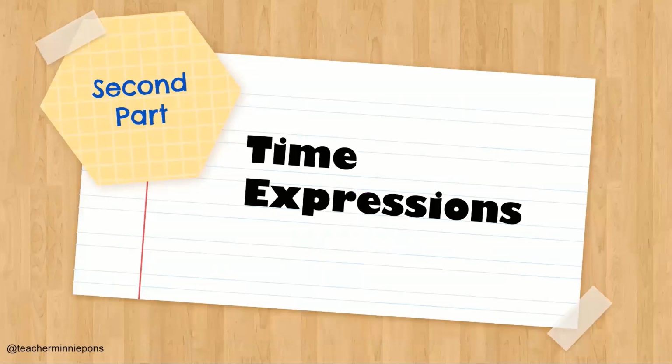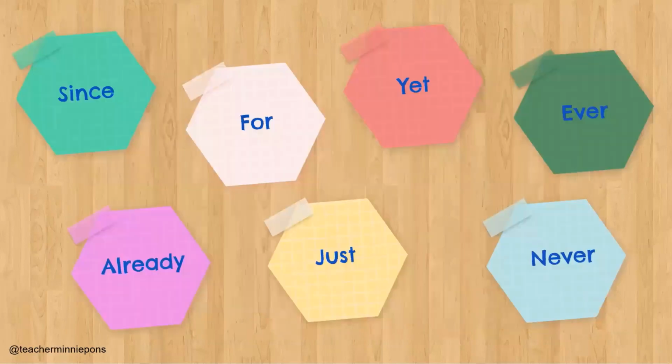For the second part, we are going to see the time expressions used with the present perfect. And they are since, for, yet, ever, already, just, and never.